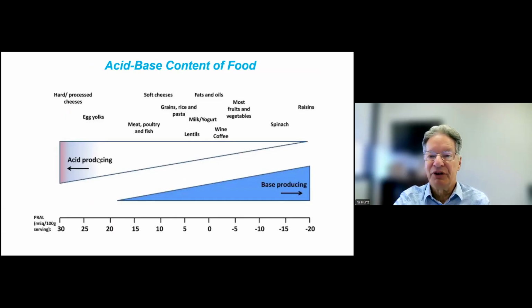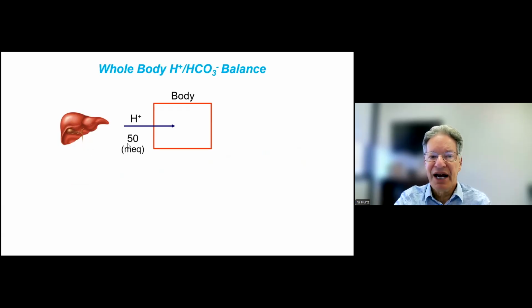This is a chart that people have come up with based on what type of diet you have. There are acid-producing foods like cheeses and egg yolks, and there are base or bicarbonate-producing foods like raisins, spinach, and vegetables. So it really depends what your diet is. The acids, by the way, are hydrochloric and sulfuric acid. The hydrochloric acid comes from aspartate and glutamate, those two amino acids, and the sulfuric acid comes from methionine and cysteine containing proteins. So every day on an average North American diet, we put about 50 milliequivalents into the system.